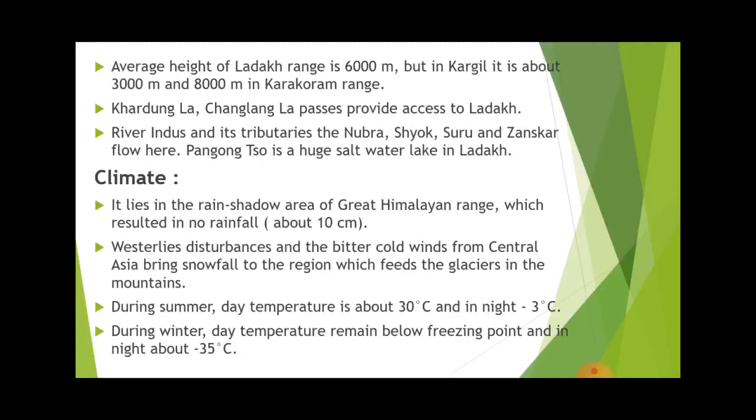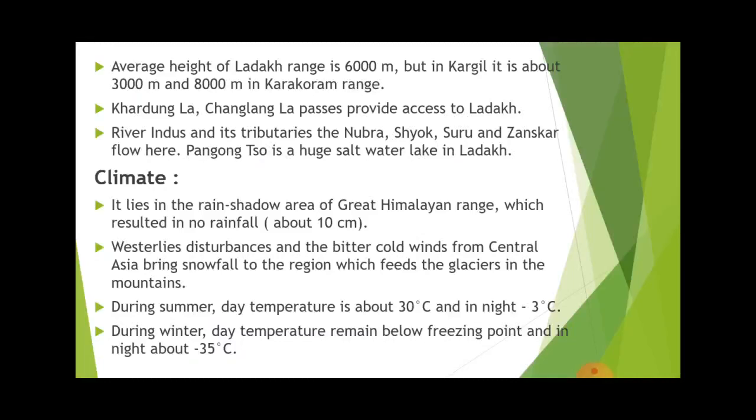Let us see the climate of Ladakh. Ladakh lies in the rain shadow area of the Great Himalayan Ranges. The Great Himalayan Ranges are there, so it lies in the rain shadow, meaning the area opposite the rain areas. Because of that, there is no rainfall.